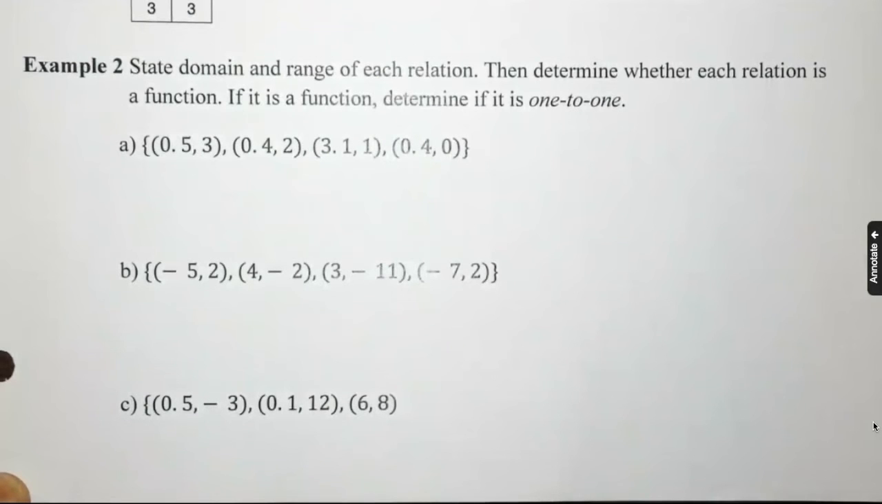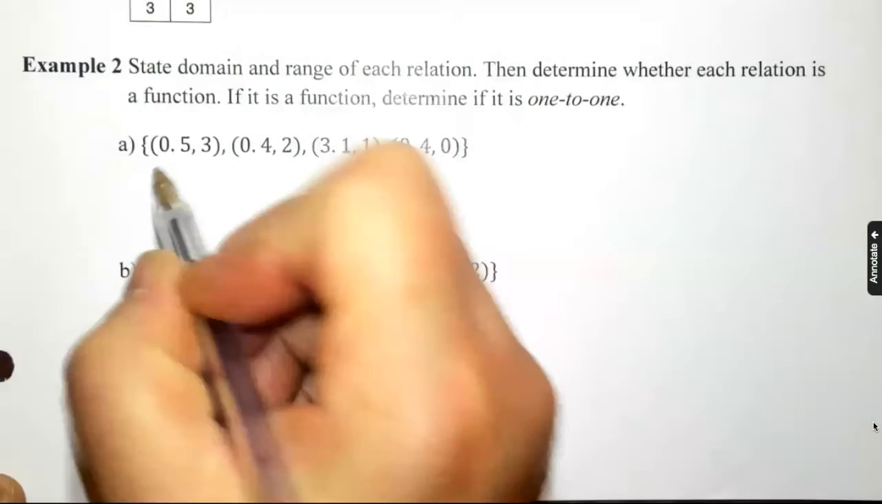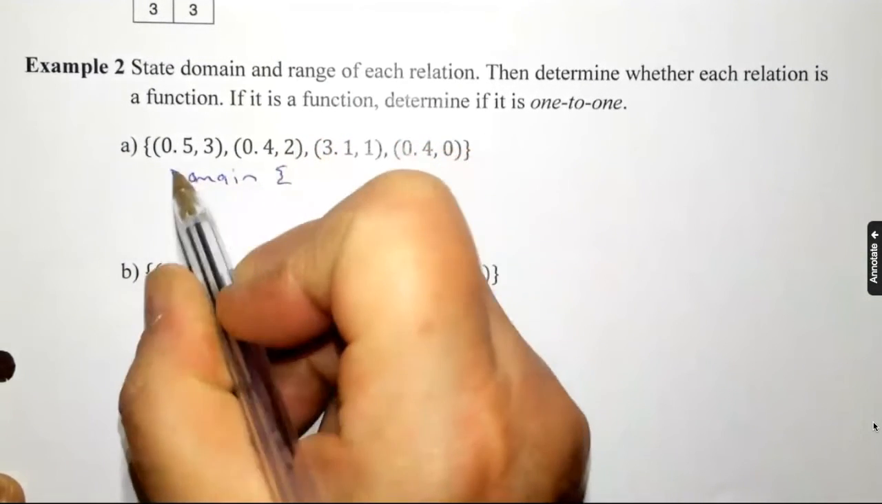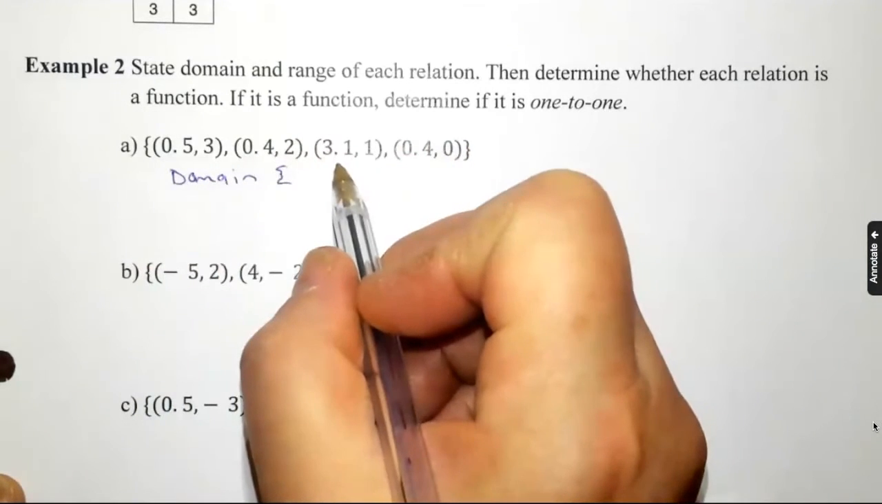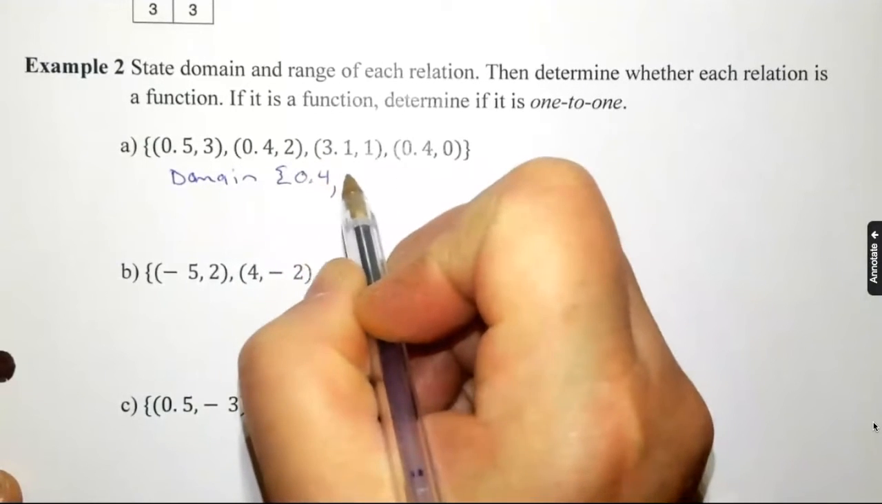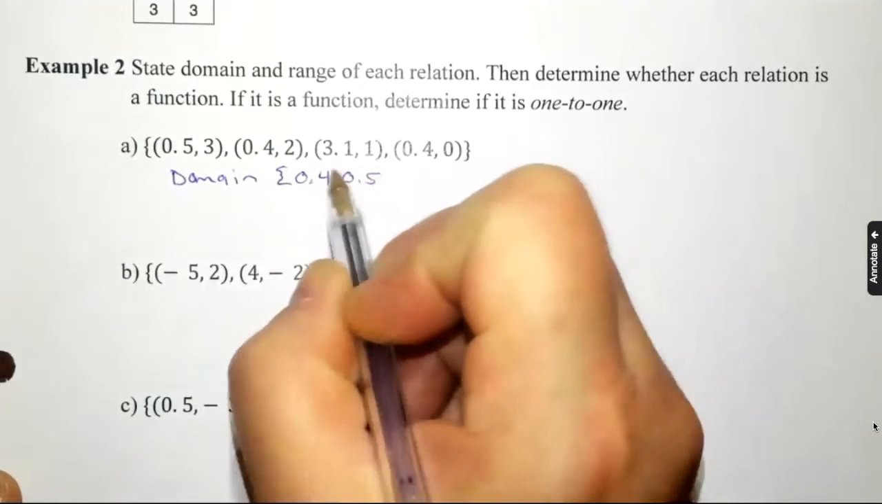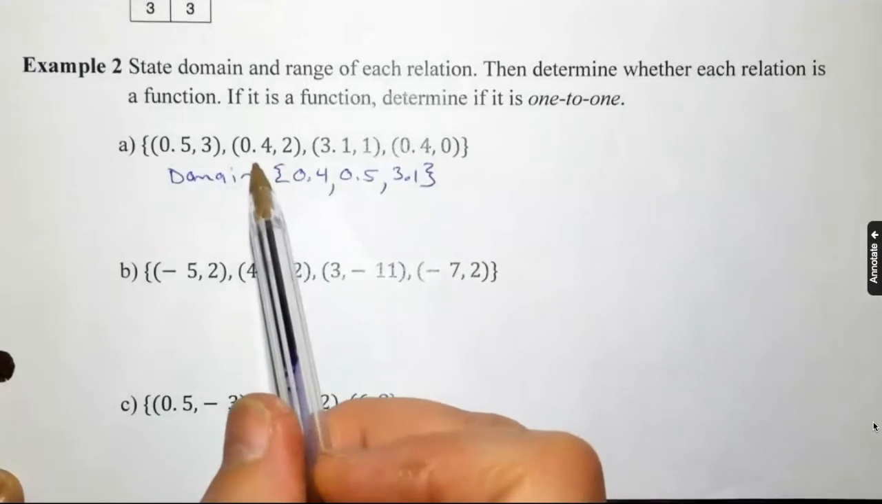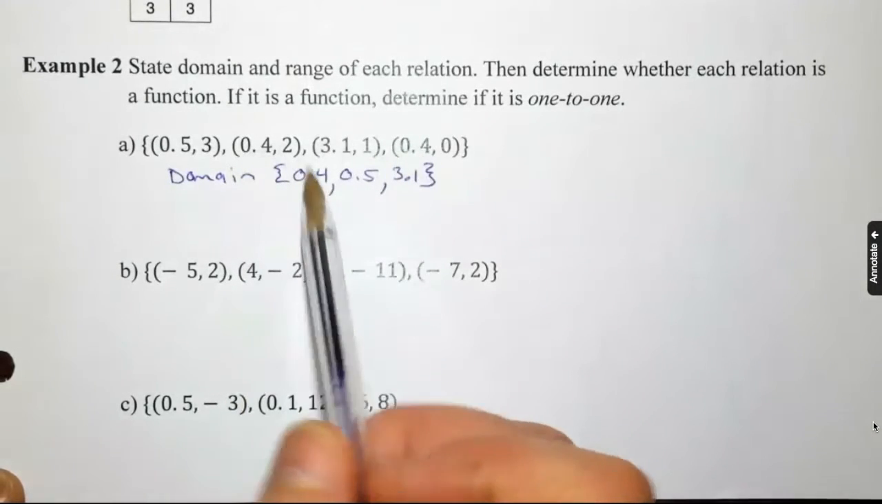Example two, state domain and range of each relation. Then determine whether the relation is a function. If it is a function, determine if it's one-to-one. All right, start with domain. 0.5, 0.4, 3.1, 0.4. So least to greatest, we have 0.4, 0.5, and 3.1. We have 2 0.4s, but you don't need to list it twice.